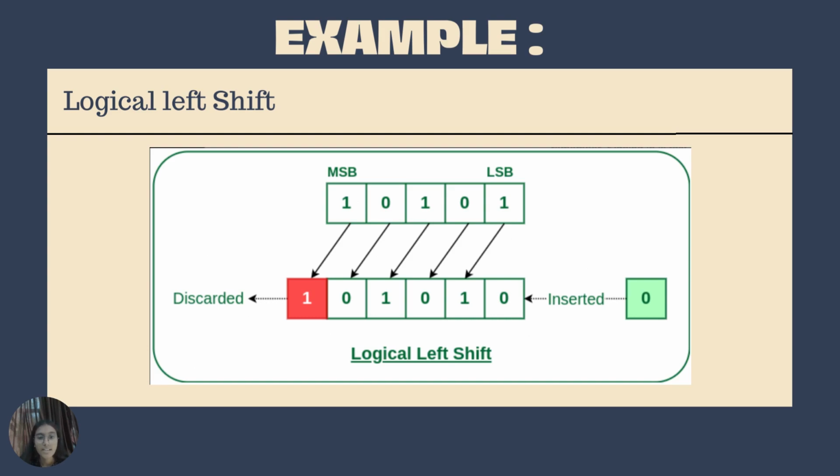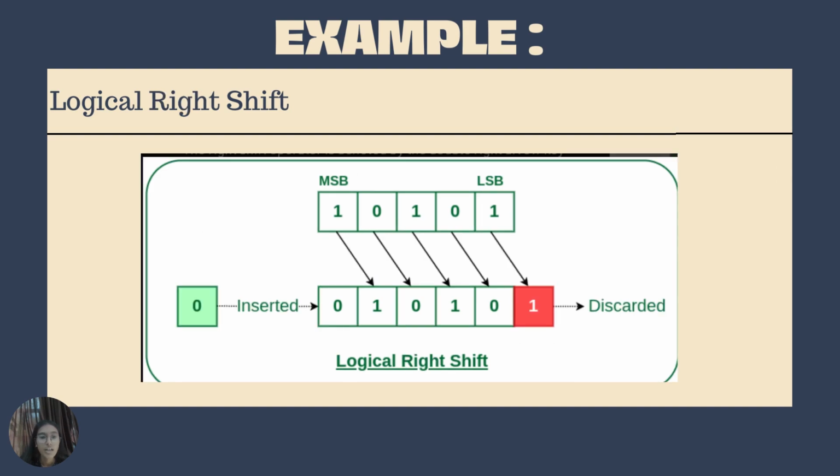Now let us see an example of right shift. As you can see here, 10101. Now 0 is inserted at the MSB. When there is a left shift, 0 is inserted at the LSB, and when there is a right shift, 0 is inserted at the MSB. So here the 1, that is the LSB, is discarded in the right shift, whereas the MSB is discarded in the left shift. So the answer will be 01010.